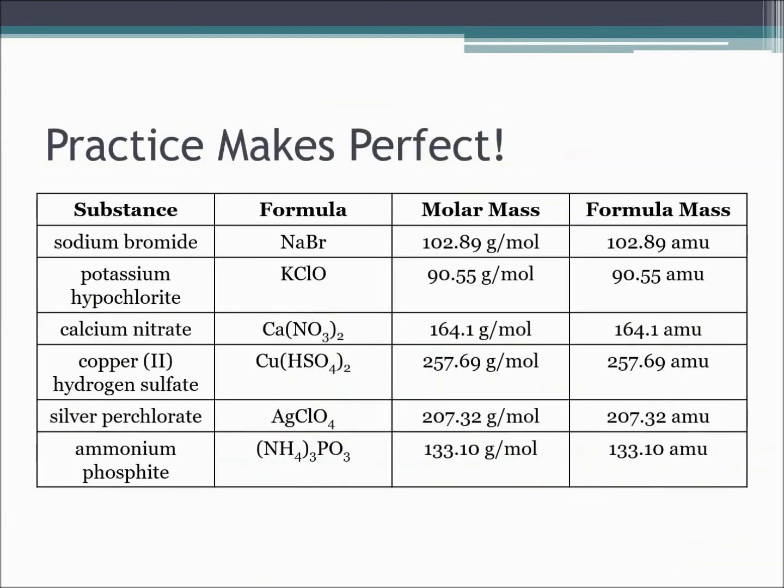All right, hopefully this is what you got for the names and formulas of your substances, the molar masses, and the formula masses. Again, notice that molar mass and formula mass are always the same number, they just have different units. Molar mass is for a mole of stuff, and formula mass is for one formula unit or molecule.